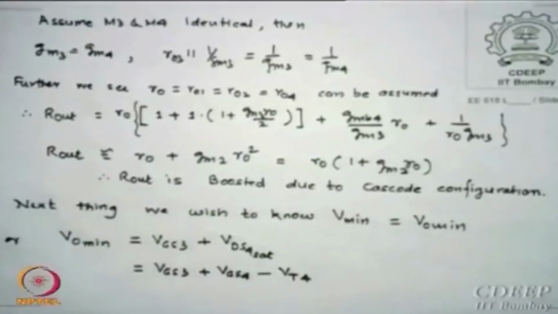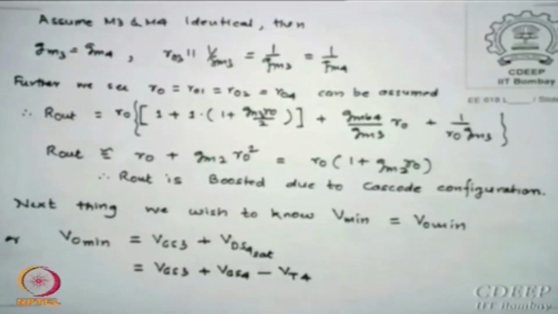We say roughly R out will come RO plus GM2 RO square, or roughly GM2 RO square. Cascode, so nothing great. After all these huge calculations I arrived at GM RO square. Nothing great, but just to say that when the circuit is larger, things do not change very much; all that you have to keep doing is evaluating longer expressions. So do not be afraid of that.